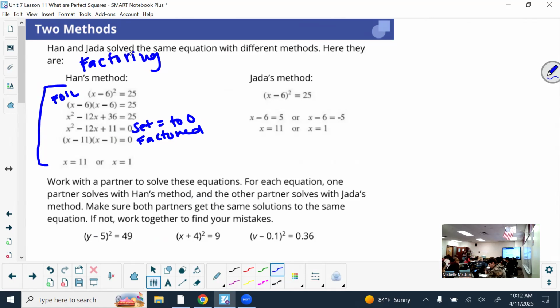Hers has way fewer lines, and it is still a reliable way to solve it. It's like what we did earlier in the unit when we just isolated the variable. So here's a perfect square. Because it's written in the condensed form, we can isolate the variable a lot easier than what Han did, right? Because we just isolate it. What's opposite of squaring, class?